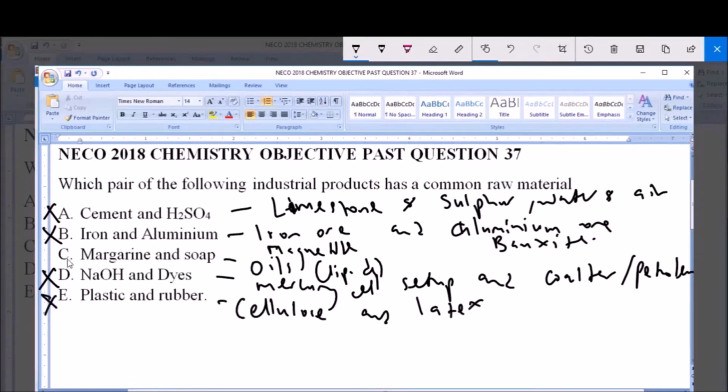So as we have established here, margarine and soap are made using oils, which is a common material for both products. So option C, margarine and soap, is the correct answer to the question.